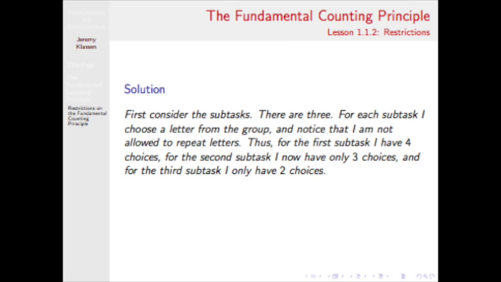I have 4 choices for the first letter. Then I have 3 choices for the second letter. And for my last letter, I've only got 2 letters left to choose from, so I've got 2 choices for that last letter. To arrive at my solution, I simply multiply the number of options I have for each subtask together. Thus 4 times 3 times 2 equals 24.